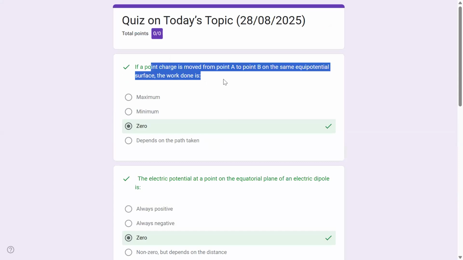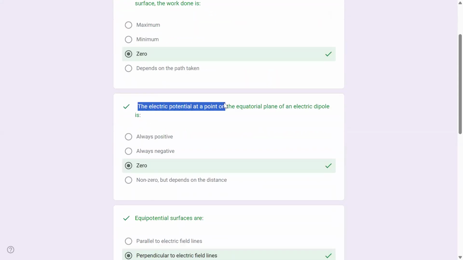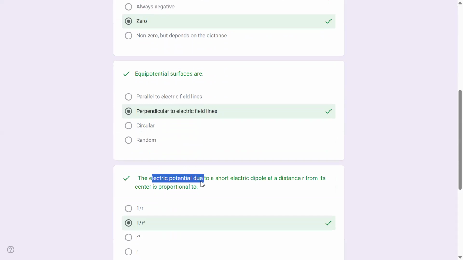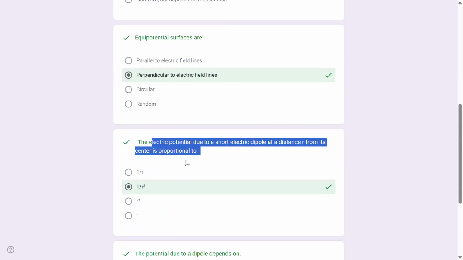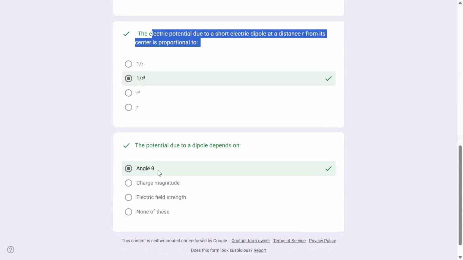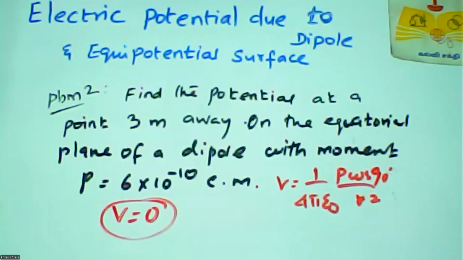If a point charge is moved from point A to another on the same equipotential surface, the work done is always zero. The electric potential at a point on the equatorial plane of the electric dipole is zero. Equipotential surfaces are always perpendicular to the electric field lines. The electric potential due to a short electric dipole at a distance from its center is proportional to 1 by r square. The potential due to the dipole depends on angle theta. Clear? Very good. So now I will share the screen for your homework problem.